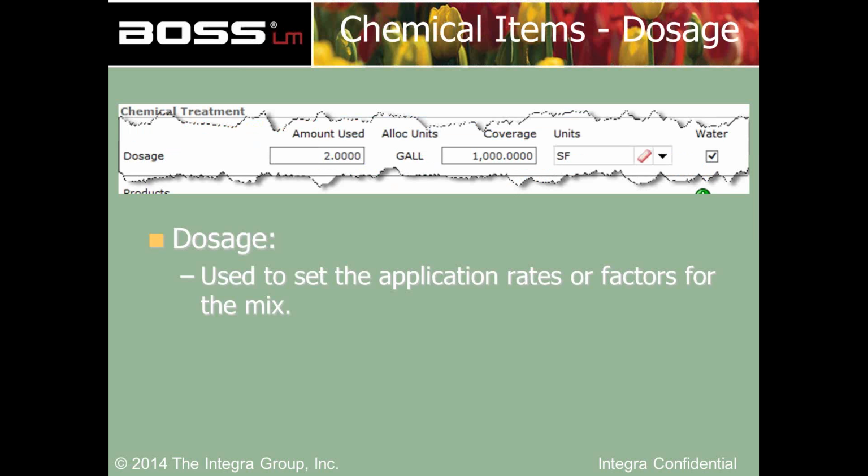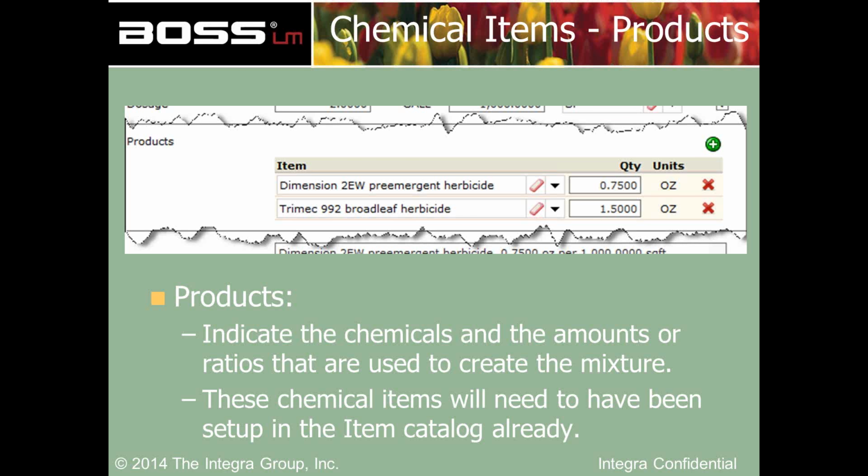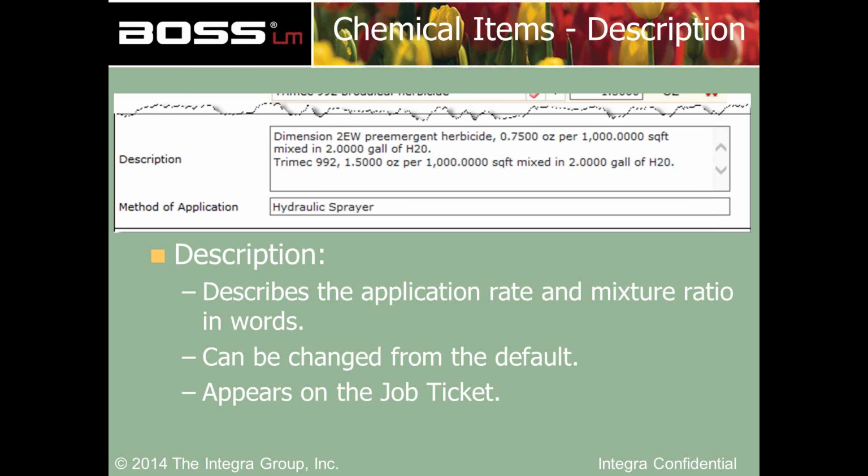As I said before, the dosage is used to set the application rates or factors. Here we've got 2 gallons per 1,000 square feet. We've got the products, the chemical products that are actually used to create it. So we've got the specific chemical, the ratios that we need to create the mixture. And as I said, they have to be in the catalog already so that we can pick them. And then here's our description.